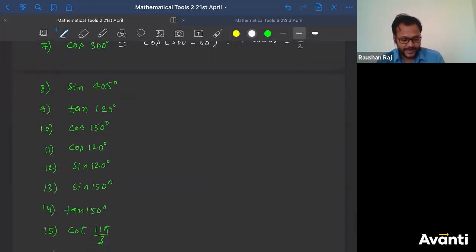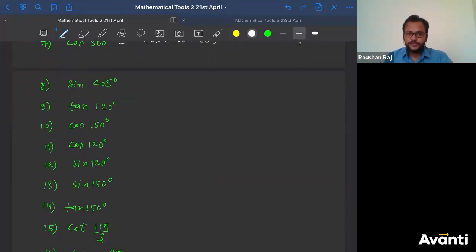Now let us go to question number 8. Sine of 405 degrees. Now again, it is bigger than pi, that means it is greater than 180. It is greater than 360 also. But is it greater than 6 pi or 4 pi? No, it is less than that. So it is greater than 360 but less than 450 or less than 540.